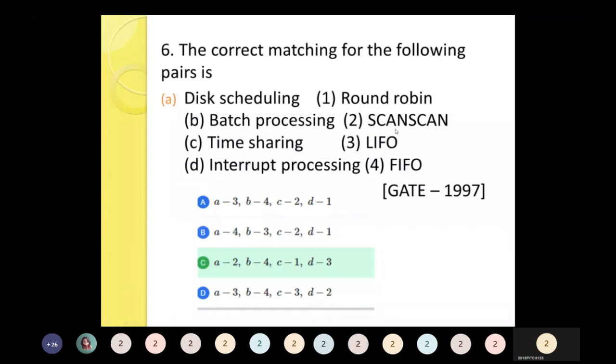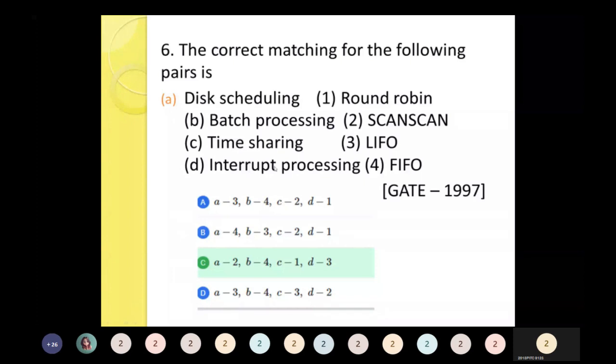Disk scheduling, scan, and batch processing. FIFO, first in first out, is for batch processing in the first-come algorithm. And for time sharing, we have round robin, because in the round robin algorithm we have a time quantum, and an equal time quantum has to be given to all the processes.